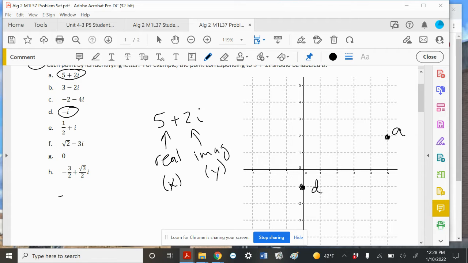On this one here, you're just going to have to convert these to numbers. So we really have negative 1.5 plus 0.866i. If you do those on a calculator, you can figure that out. Negative 1.5 is halfway between 1 and 2, and 0.866 is almost 0.9, so it's going to be probably right around here. And that would be my H value. So that's what we want to do with all these problems: go through and graph those.